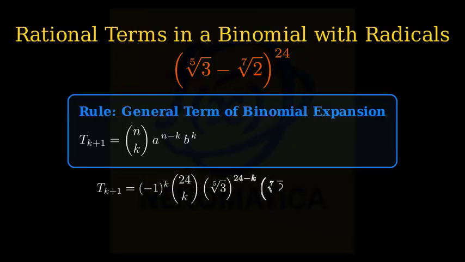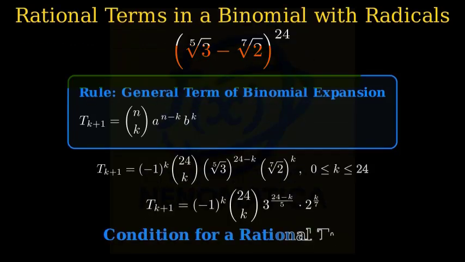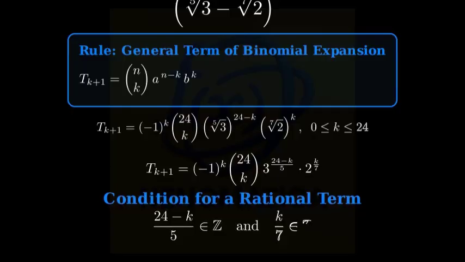Now apply the rule to our expression. Since we have a minus sign, each term also includes (negative 1)^k. Here, a is the 5th root of 3, and b is the 7th root of 2. Step 2. Rewrite each radical as an exponent. The 5th root of 3 is 3 to the power 1/5, and the 7th root of 2 is 2 to the power 1/7. For a term to be rational, both exponents must be integers.